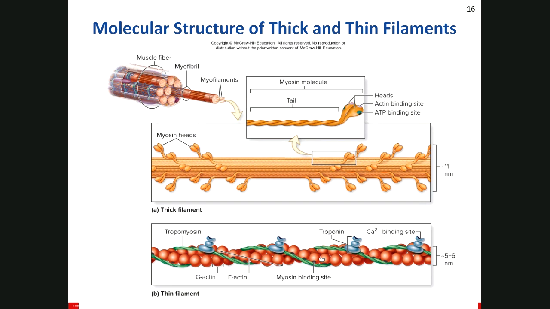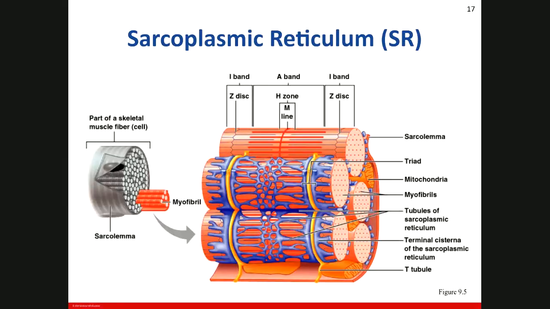The other structure is this green structure, called tropomyosin, and tropomyosin is wrapped around the F-actins. The other structure is blue here, which we call troponin. The troponin has a site here which can attach to calcium ions, which we call the calcium binding site. Now I will talk about each of these thick and thin filaments more in the next pictures.